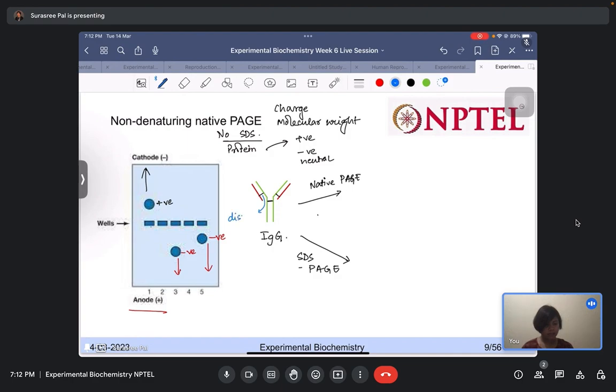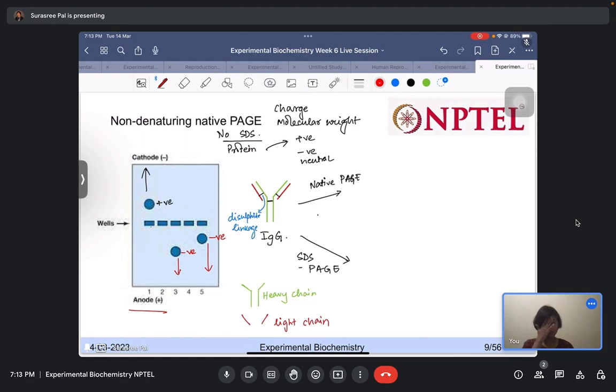So this is a disulfide linkage, and the two chains of an antibody, these green ones are heavy chains, and the red ones, they are called light chains. So now these two chains are held together by disulfide linkage.